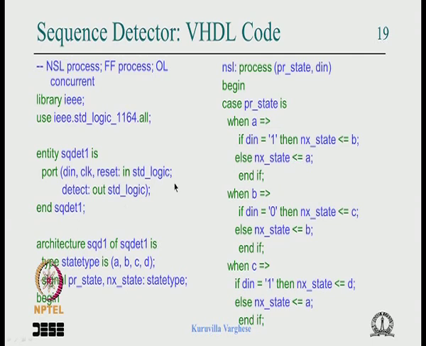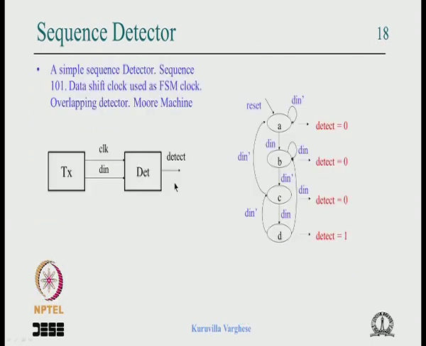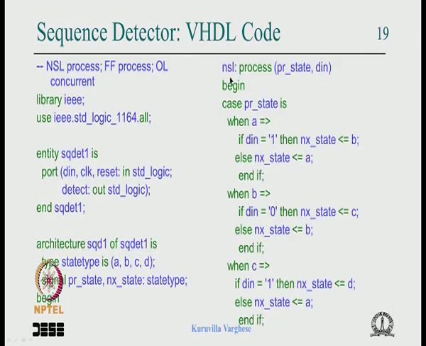Now let us write the next state logic. So let us write the next state logic looking at the state diagram. Here next state logic, a label, process, the input to the next state logic is present state, we call it PR state, comma all the inputs, we have to write all the inputs, but we have only one input, so we write that D in, it's a begin. Okay. Now for various states we have to write the code, so we say case present state is.